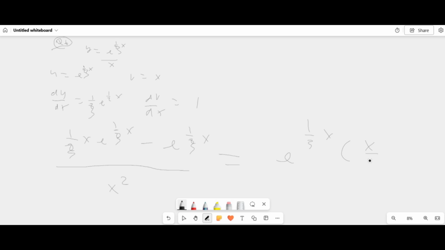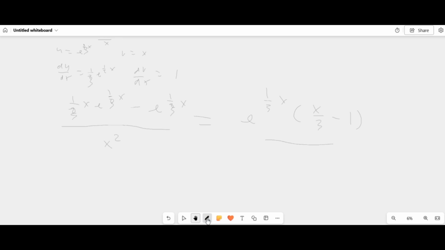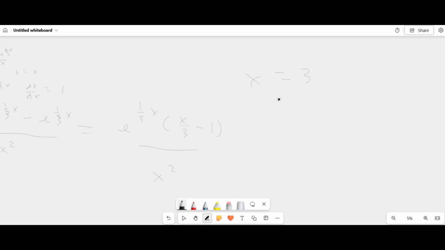All right, calm. So we're left with x over 3 minus 1, over x squared. These things happen, it's minor. So x equals 3 in this situation. And if you put 3 into here, 3 over 3 is going to be 1. 1 minus 1 is 0, so it's going to be 0 times all of this. So it's just going to make 0 as dy over dx here.